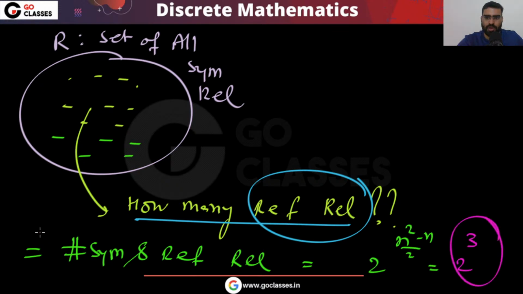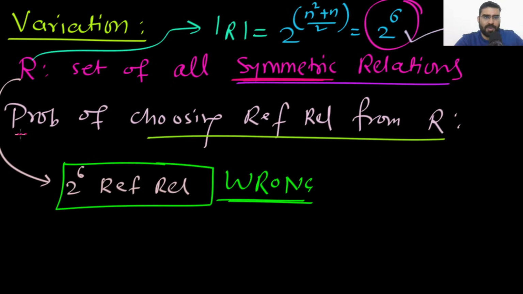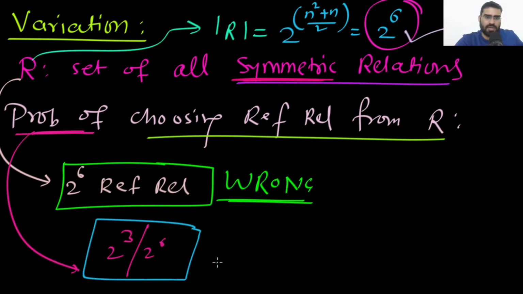Okay, that is going to be 2 power 3. So what will your final answer be? The probability of choosing that will be 2 power 3 divided by 2 power 6. Okay, so your answer is the same, but the method is different.